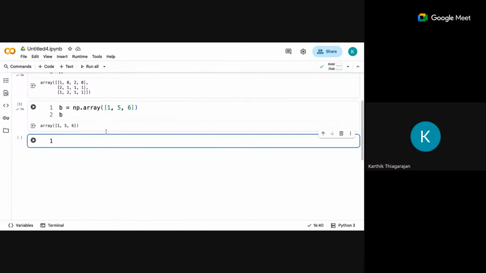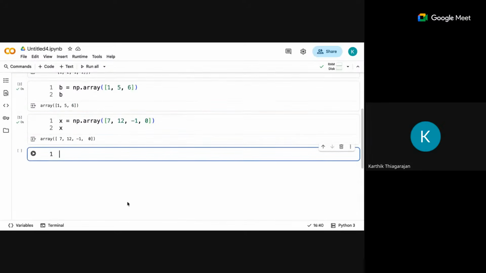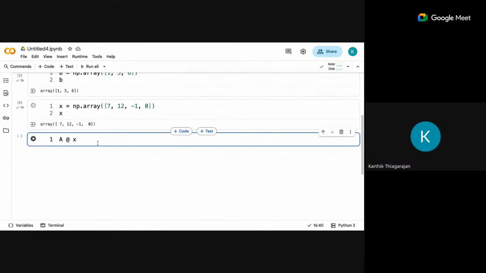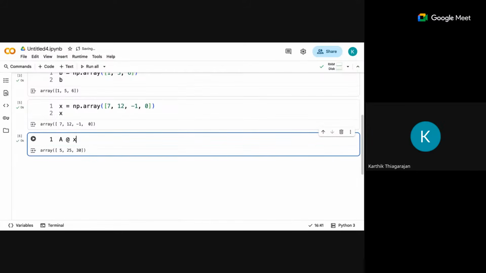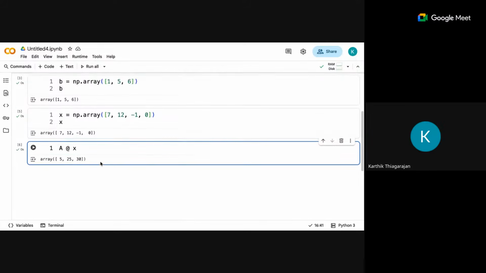So what we have to see is we have computed x to be what did we compute x to be? 712 minus 10. Okay, 712 minus 10. So I have to multiply. So this is x. Now if I multiply A and x, this is how you multiply a matrix and a vector in Python using this library. So A into x, this is what I get.